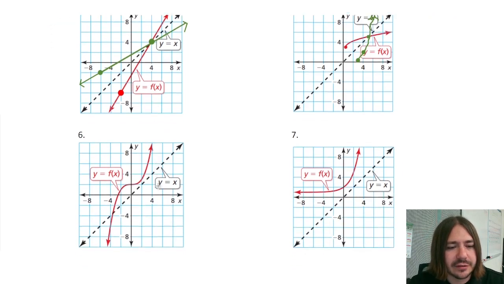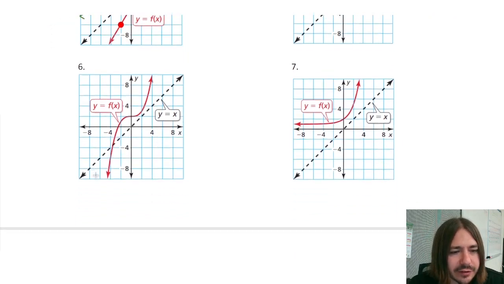Number 6. Okay, this looks kind of like a cubic function if I had to guess on this one. So I'm going to pick a few points here. Definitely going to pick this point right here that is on y equals x because that's the easiest one to pick. But for the rest of this, we're just going to have to estimate. Now, we've got a nice y-intercept here at 0, comma 2. So the inverse should have a point at 2, comma 0.